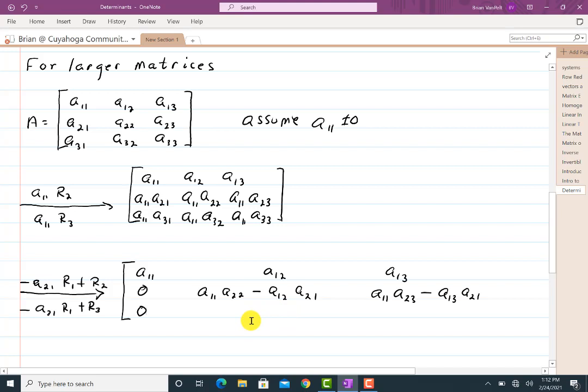So I will get A11, A32 minus A12 times A31. And then for this last spot right here, we will get A11, A33 minus A13 times A31. Now this gets cumbersome, so I'm going to make sure that my numbers are easy to see.